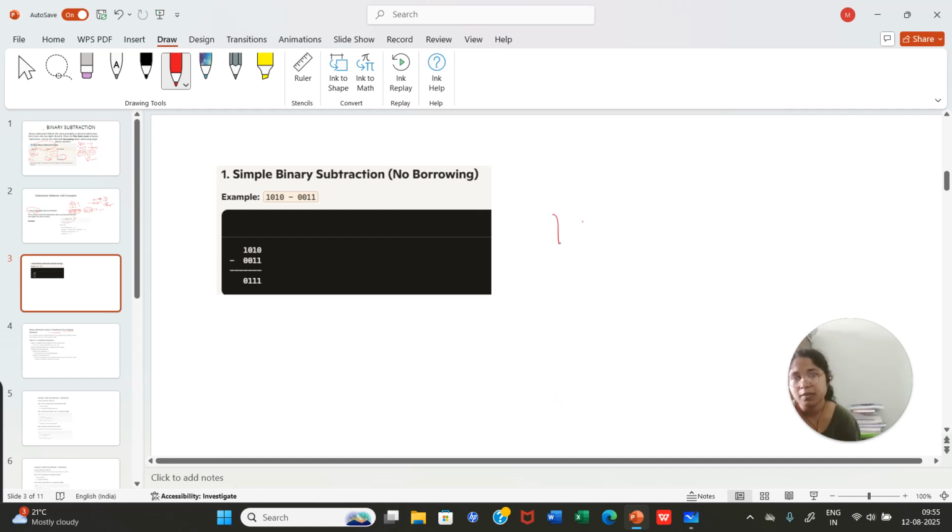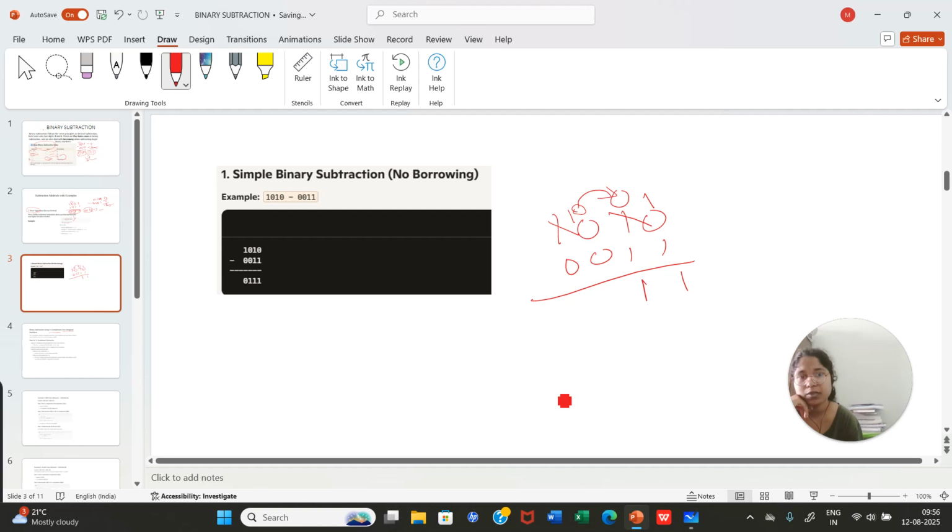Let me check. I'll do one more time here. 1 0 1 0. Okay. 0 0 1 1. Look at here. 0 minus 1 is 1. We are taking a borrow from here. So now this value is 0. Again 0 minus 1 is 1. We need to take a borrow from here to calculate this one. Again we are taking a borrow from here, 1. So now this term is 1 0. So 1 we are going to take from this to this.